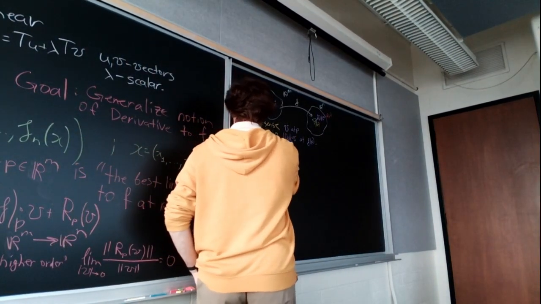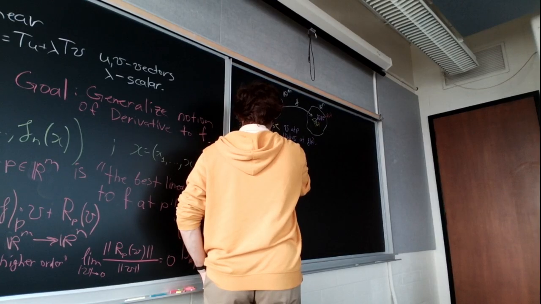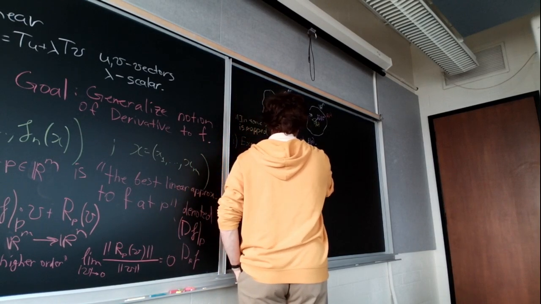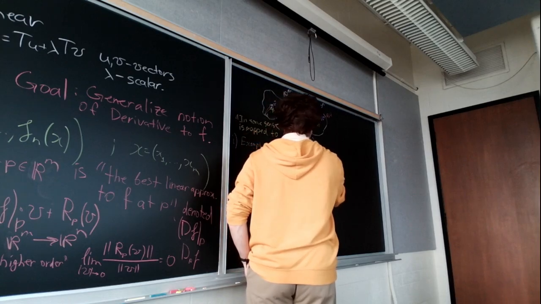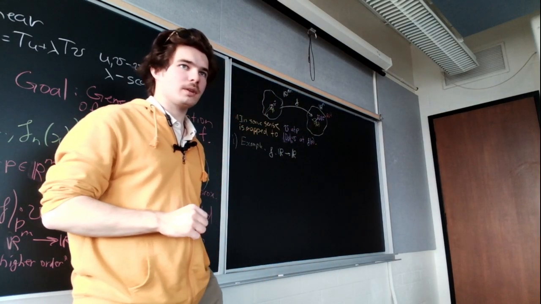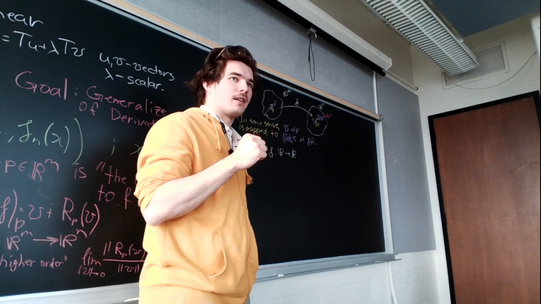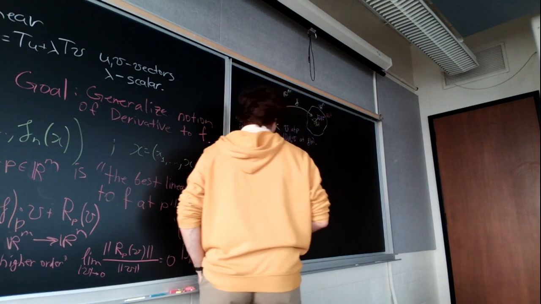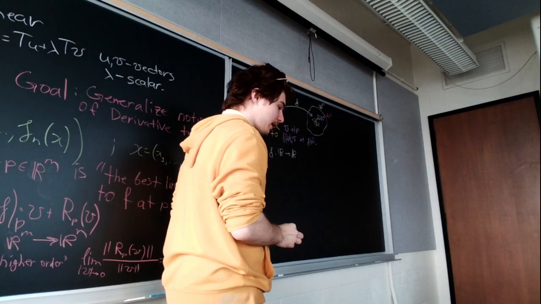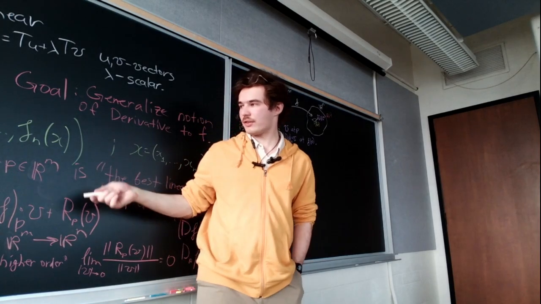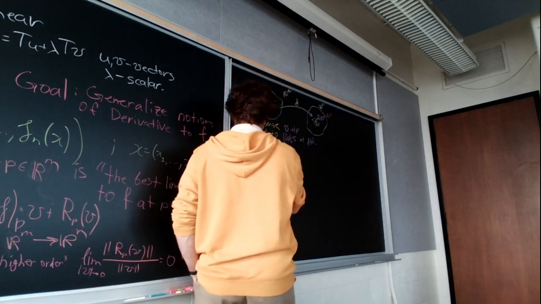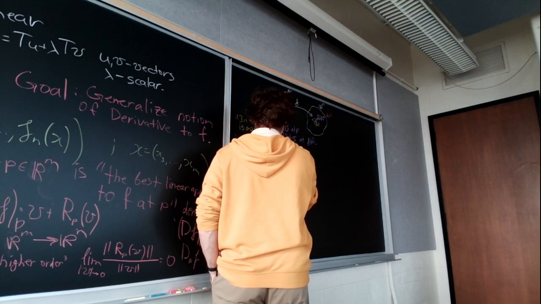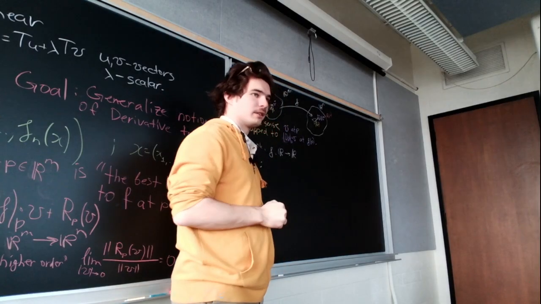So let's do an example. Suppose I had a function f that goes from R to R. Do you agree? So then how do I think of this definition? The derivative of f at some point x is going to be a linear map from where to where?